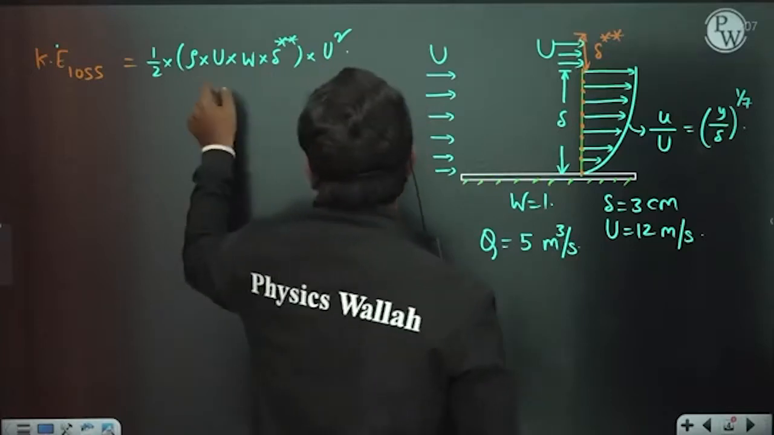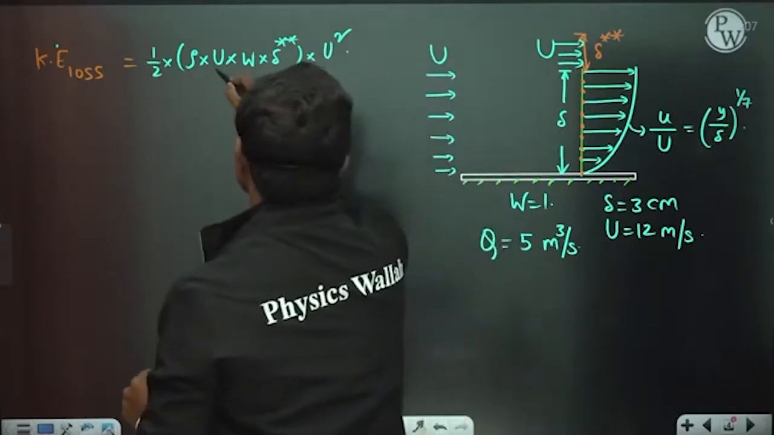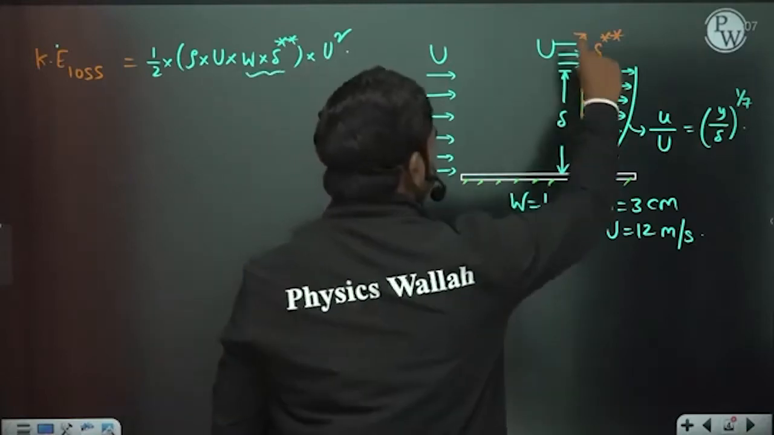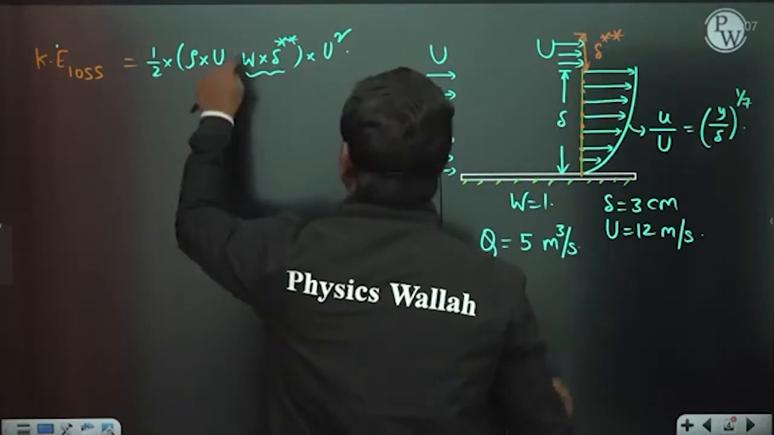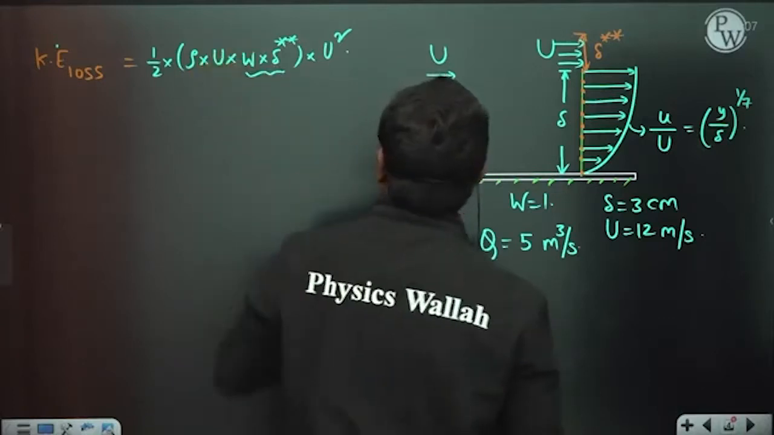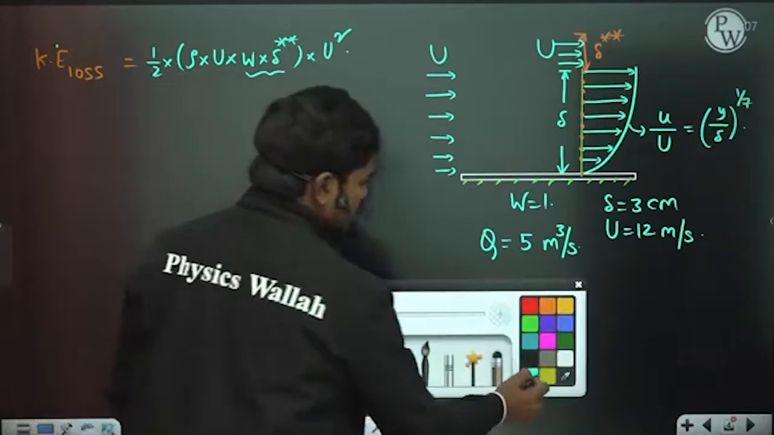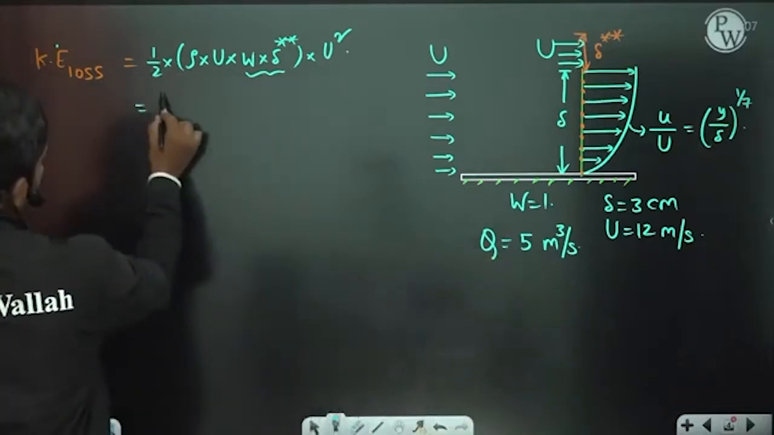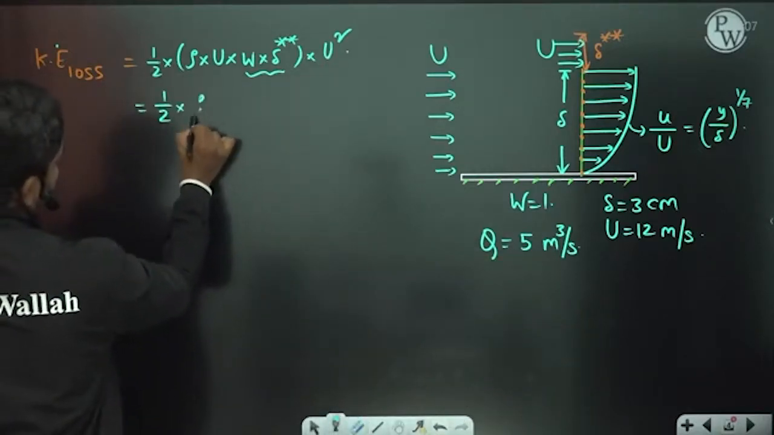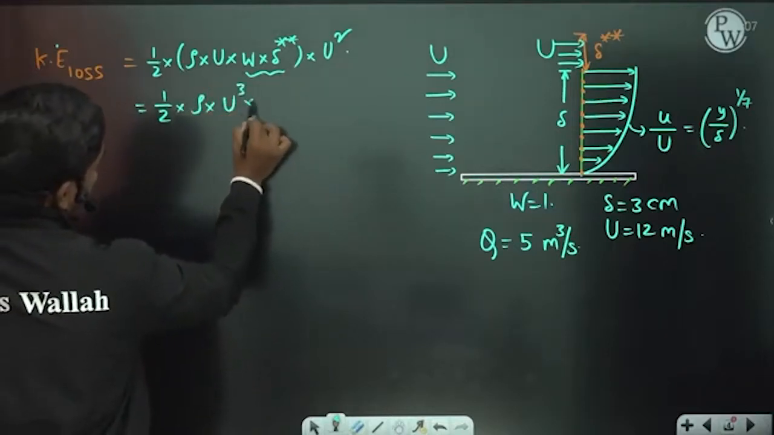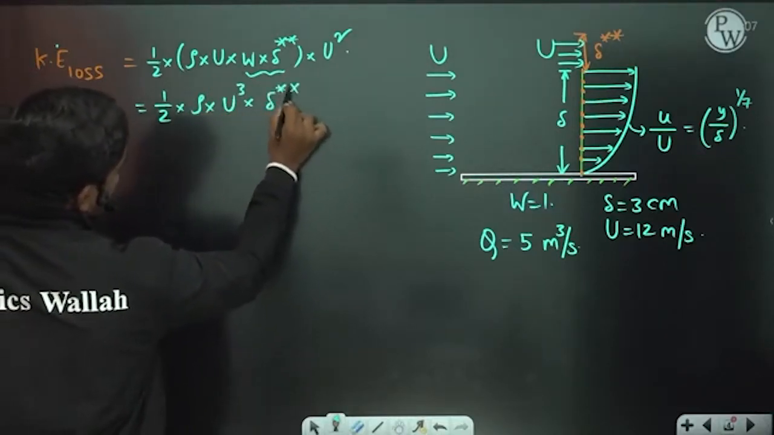Mass flow rate is nothing but density times this U into W into delta double star, which is the area available for the flow, and at this area every particle is moving with capital U velocity. So this is the total expression for this kinetic energy loss. So this is equal to half times rho into W, which is 1 anyhow, so U cube into delta double star, which is the energy thickness value.